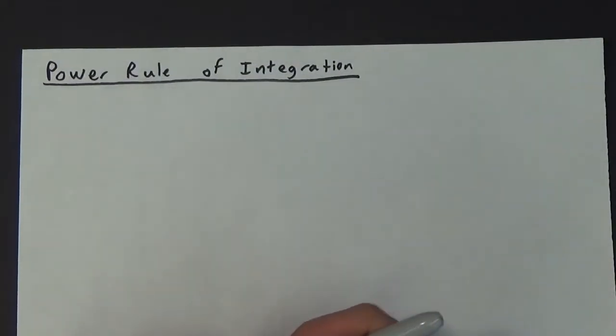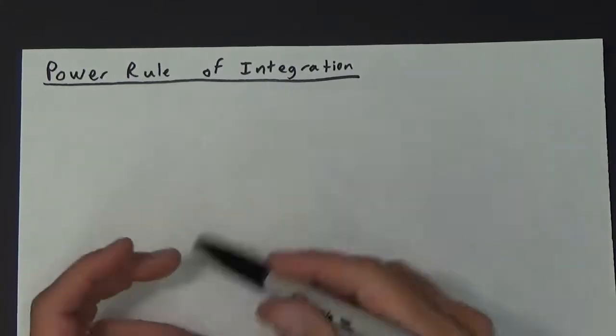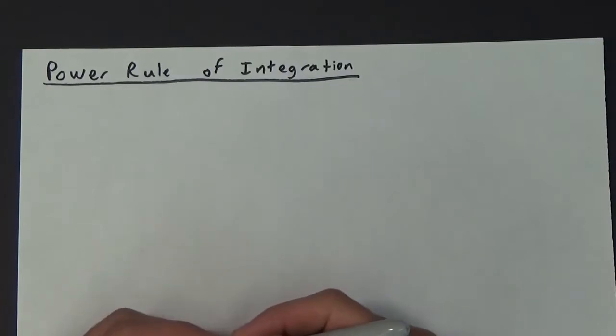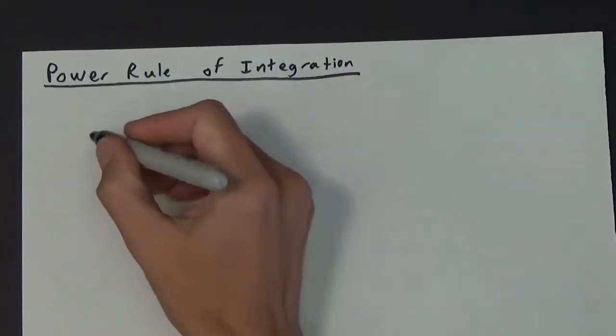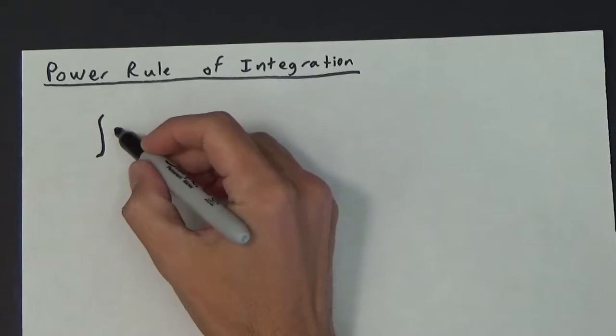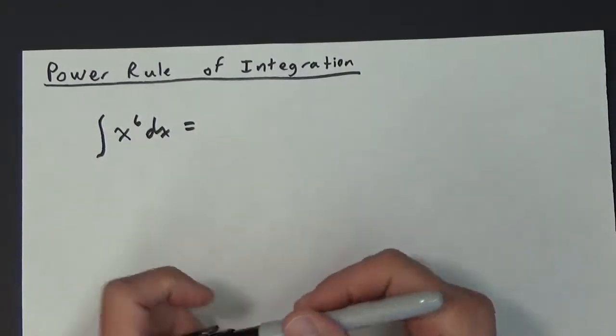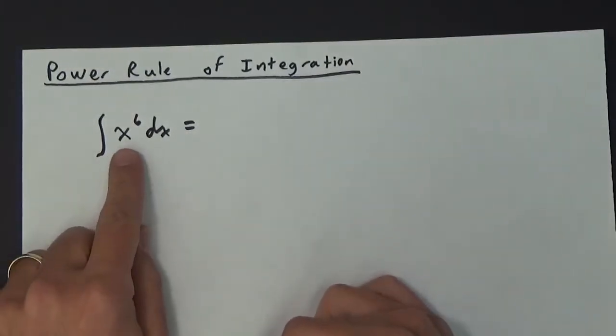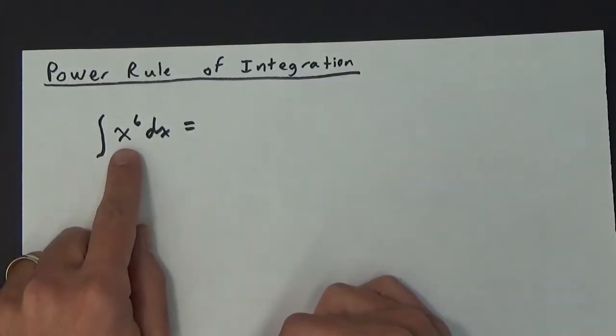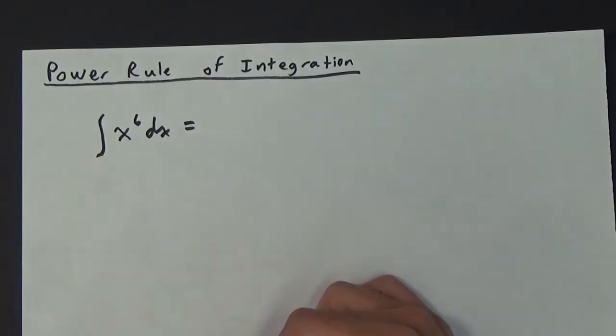In previous videos, we discussed the concept of antiderivatives and the concept of integration. And we had that symbol for integration. If we have, for example, what is the integral of x to the sixth dx? Again, what that question is asking is, what is the antiderivative of x to the sixth? So we have to think of, well, what function, when I take the derivative of it, gives me x to the sixth. Now, really, up to this point, it's been mostly just a guessing game.